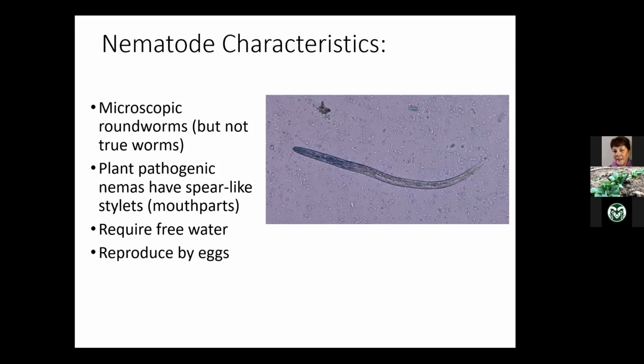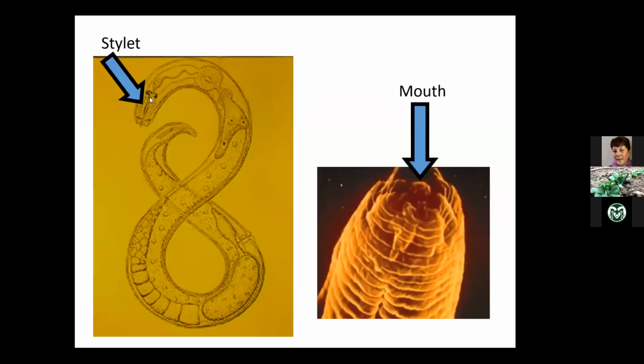Now, again, you can't see these with the naked eye. You do need a microscope. It's always best to have these identified, so if you suspect you have a nematode problem, get it checked. This is an example of what the stylet looks like. This is what the nematode will push out and into the plant. It will inject the plant with this stylet.